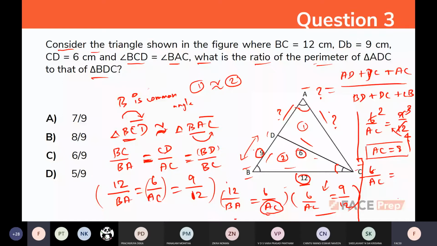So let's take next pair, that is 12 divided by BA is equal to 60 divided by, we know AC is 8. Okay, so we can cancel it in this way, 4. So if we cancel 3 and 3, we will get, if we cross multiply, BA equal to 16, which is the correct answer. So we got BA equal to 16 and AC equal to 8.